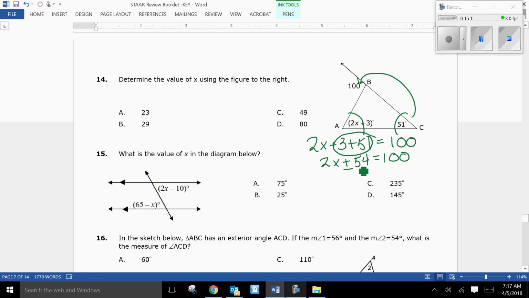So now I just need to solve for x. So I'm going to subtract 54 on both sides. I'm going to have to bring this up here. So when I subtract 54 on both sides, I get 46 equals 2x. And then I'm going to divide by 2, my coefficient, on both sides. So x equals 23. So A would be my answer.